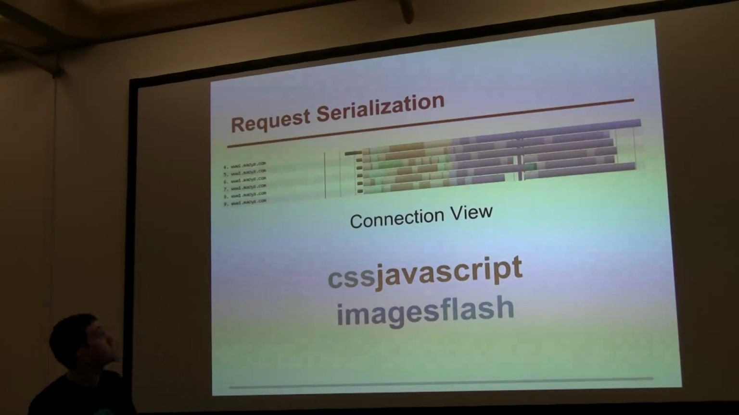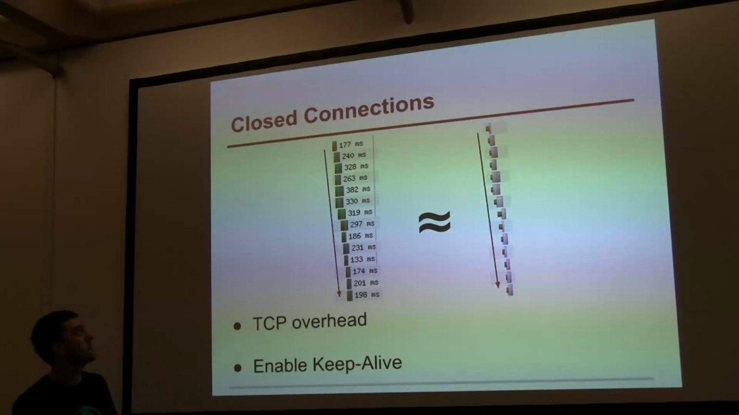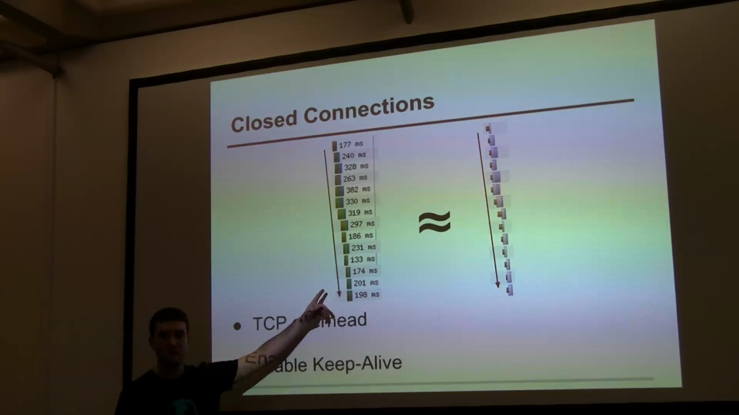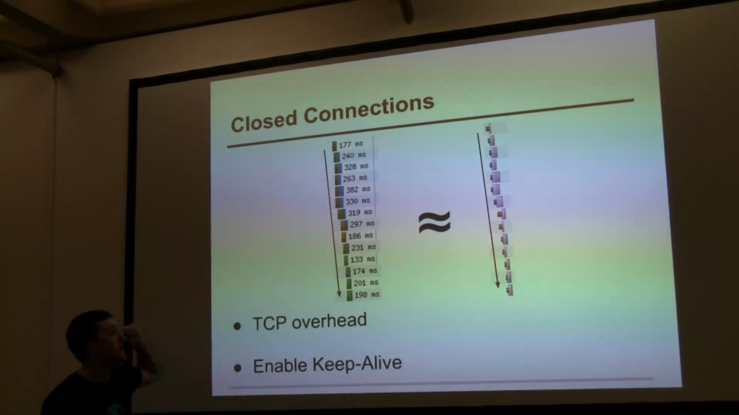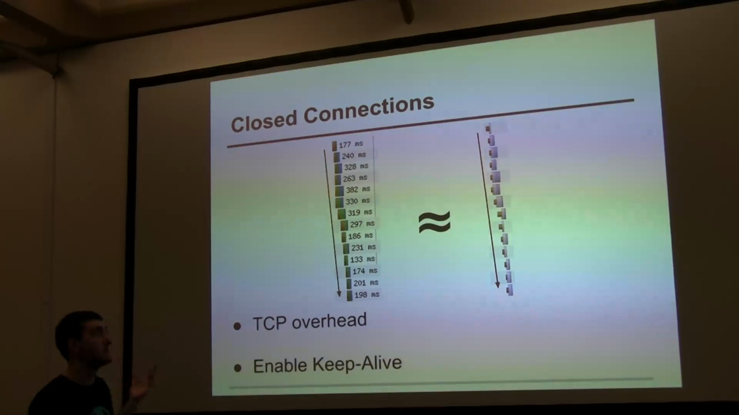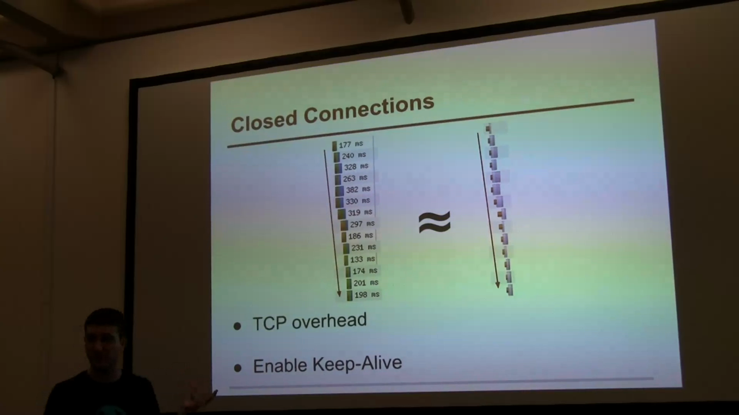Next is more request serialization. Oh, yeah. My hand waving was moved into its own slide. Closed connections. So the thing to note here is that that orange, the initial connection, is being incurred every single time. Might not be a big deal, but when you look at the proportions of colors here, that orange takes up like 1/3 of the time. So 30 to 50% of the time is taken by TCP overhead. If you enable keep alives, it'll be that much faster.